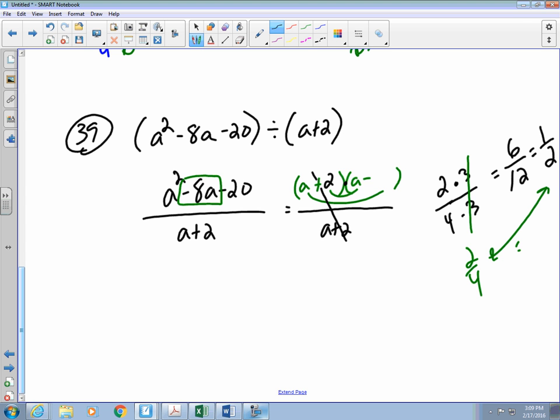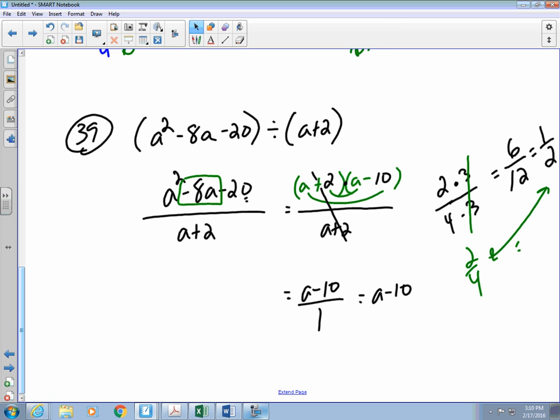Now, so I'm going to use 2 there. You know that this one would have to be 10 since your last term is 20. And that smiley face does work out to be negative 8a, 2a and negative 10a. It would be negative 8a. Nonetheless, the a plus 2 will cancel, and you're left with just a minus 10 over 1. Now, when that crosses out, you're left with a 1 on the bottom. So anything divided by 1 is just a minus 10.